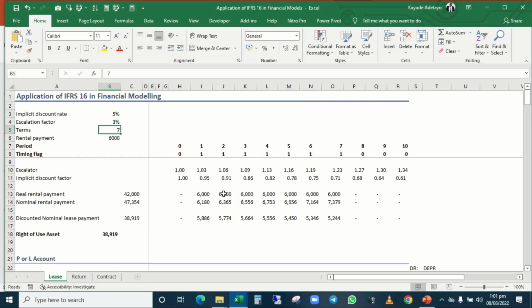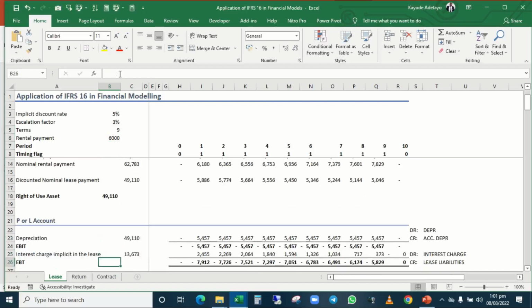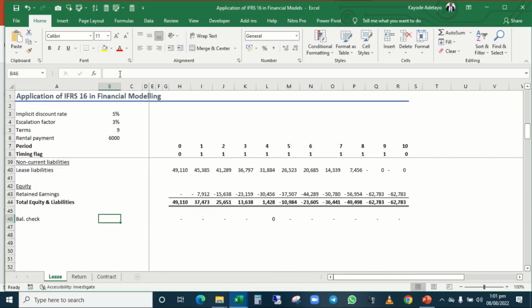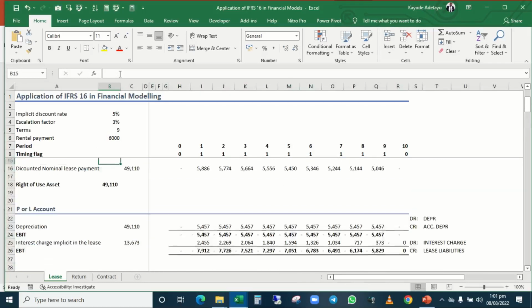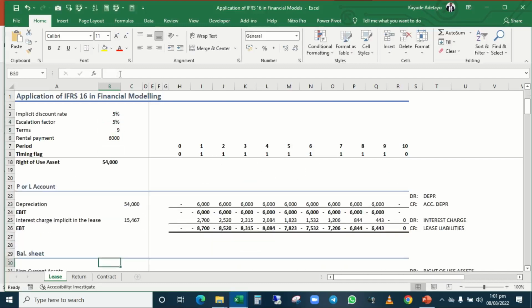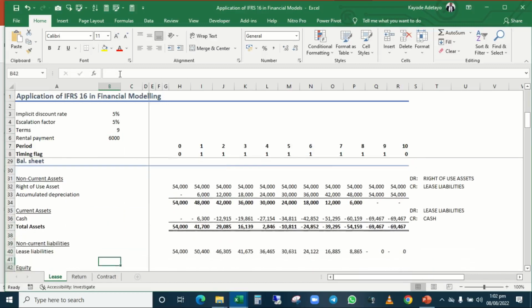So the lease time might be extended to 10 years, or let's say 8 years or 9 years. So it is expected that when you type 9 years, the model should change, just like I've changed that to 9, and you see a change here, while your model is still in balance. So this is how the lease can be applied to modeling. The escalation factor can increase to 5%, and when you change it, the variables in the model will change.